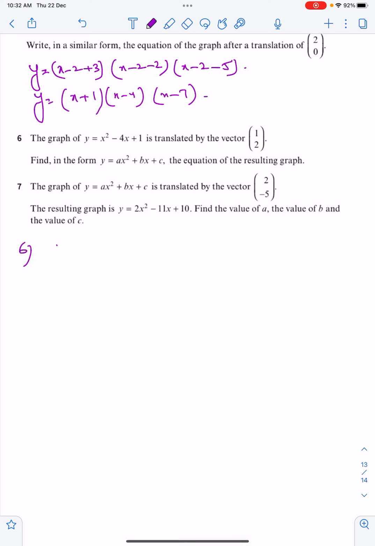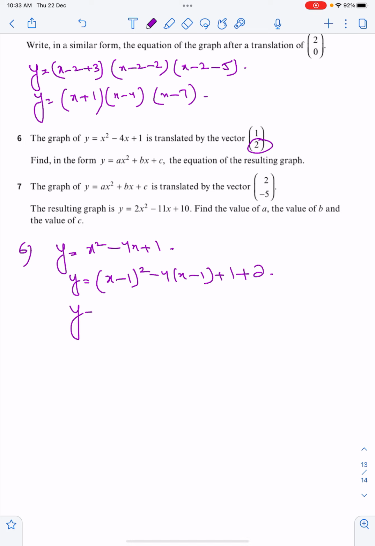So in question number 6, this was the original equation, in place of every x I am going to write x minus 1, and then in the end, because of the vertical movement, I have to add a 2 here. So the final answer is going to be x squared minus 2x plus 1 minus 4x plus 4 plus 1 plus 2. Okay, so the final equation is going to be x squared minus 6x plus 8, adding all the constants 5, 6, 7, 8.